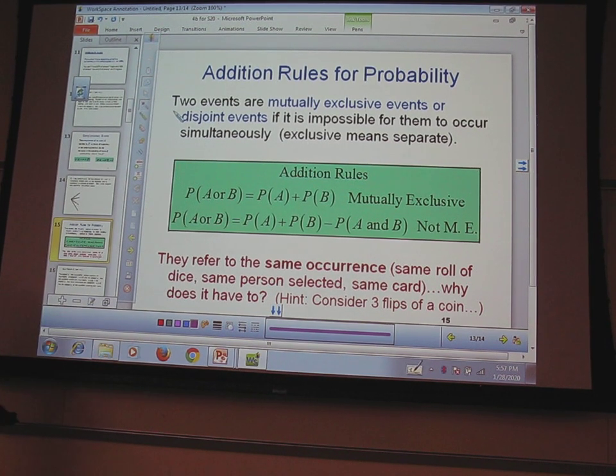They refer to the same occurrence. So I'm talking about just one roll of dice or one person selected. Because otherwise, I'm not talking about 3 flips of a coin. What's the probability I flip a coin 3 times and I get a heads or a heads or a heads? That'd be 1/2 plus 1/2 plus 1/2. 150% chance of getting a heads at least once out of 3 flipped coins. That's not correct. Do you guys see the problem there? So we're talking about just one roll of the dice or one flip of a coin. One person picked. So that's an important part of this.